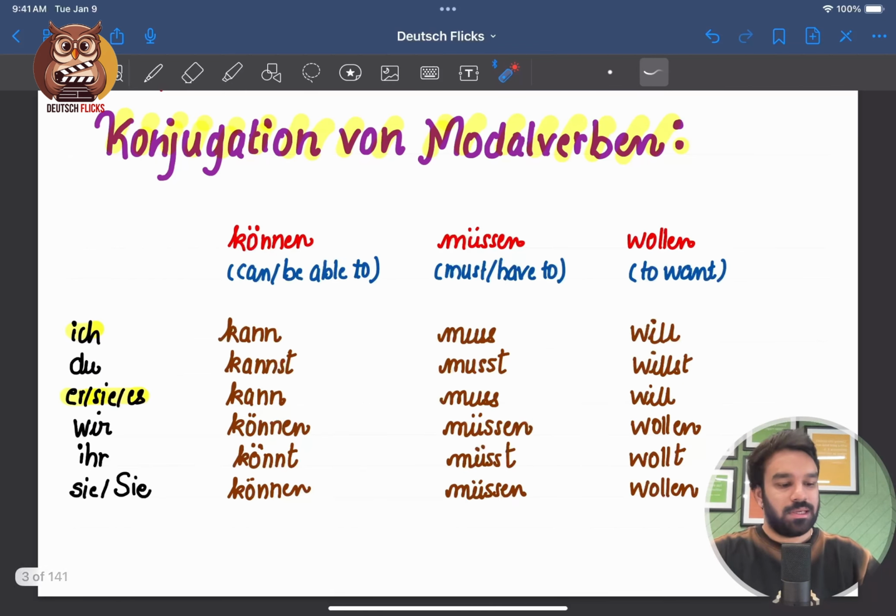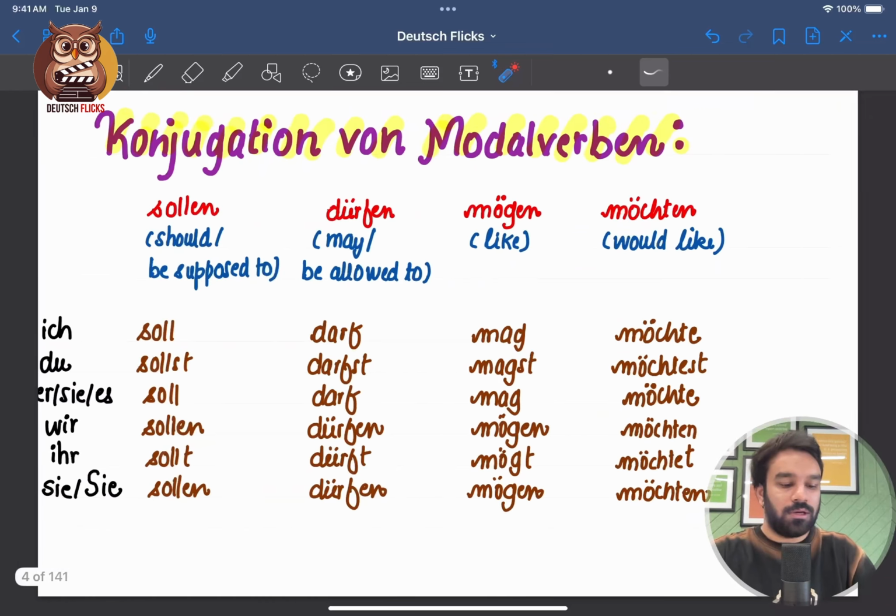So trust me, if you just memorize the conjugation of all the Modalverben according to ich, you are done. You're sorted for the remaining pronouns. I think we are good to go to discuss the sentence structure if a modal verb and a main verb comes in a sentence.